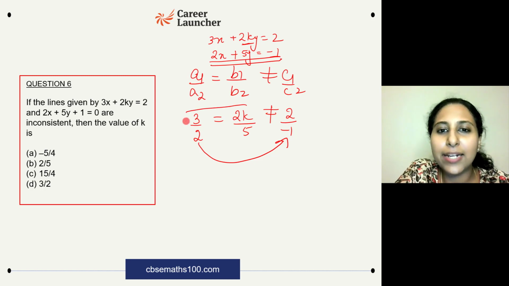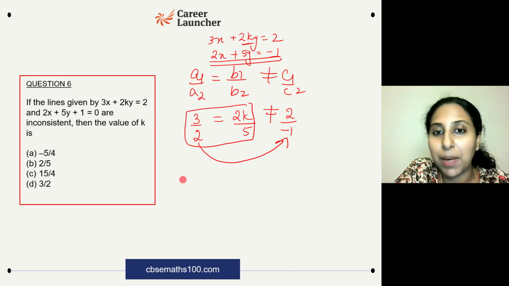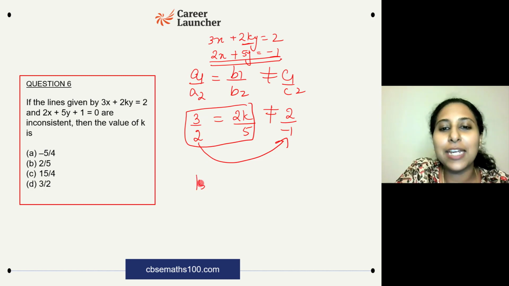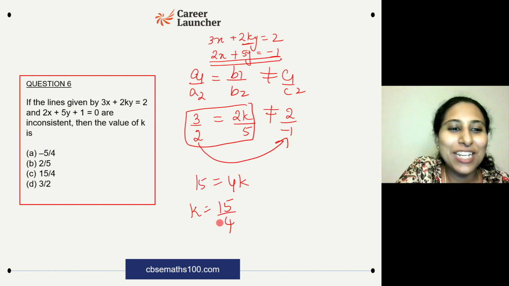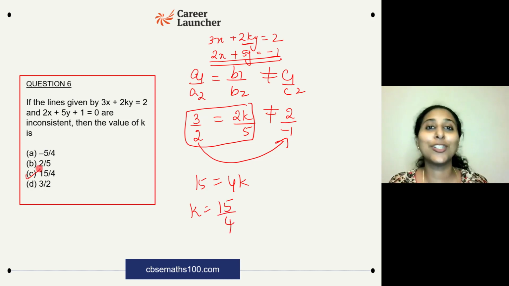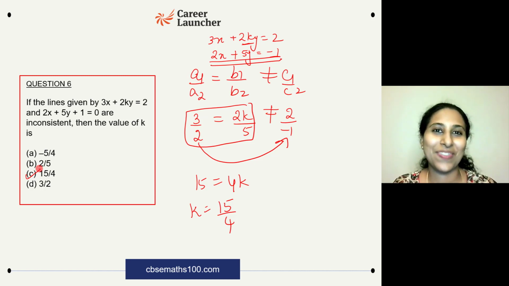So we equate these two, A1 by A2 to B1 by B2. We are going to cross multiply and get 15 is equal to 4K. Or you can say K is equal to 15 by 4. 15 by 4 is the answer to this question.